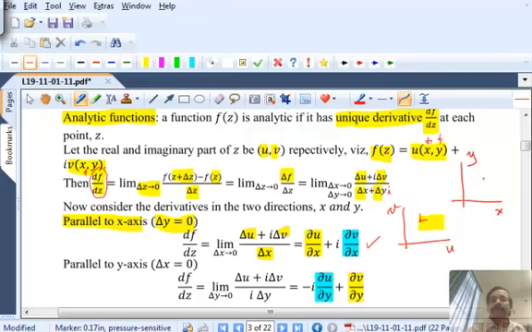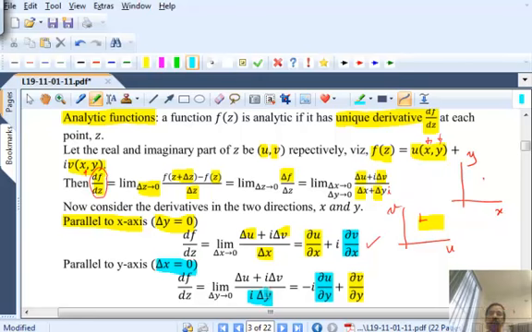Next, I fix delta x equal to 0, so I'm varying delta y. I'm calculating the derivative approaching the same point. The derivative is evaluated at the same point, but approaching in the y direction. There is no variation in the x direction. Then I will get i delta y in the denominator, and so I get the limit of delta y going to 0 of delta u over delta y, that is du/dy.